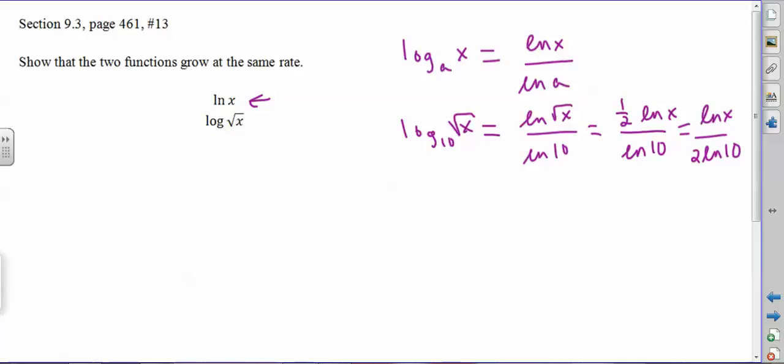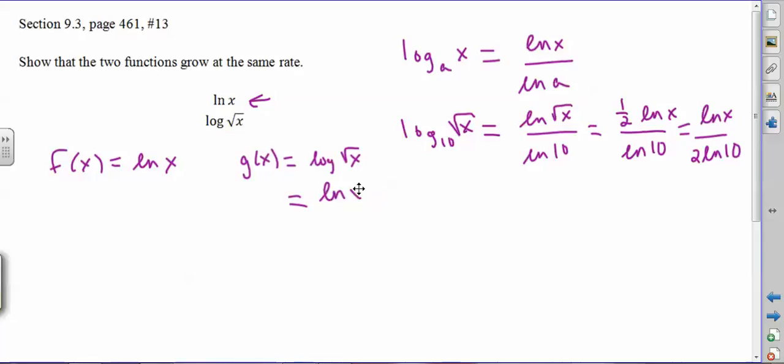So I'm going to be comparing these functions, and I'm going to assign them values. So I'm going to let f of x be equal to the natural log of x, and I'm going to let g of x be equal to the log of the square root of x, which we have rewritten as the natural log of x over 2 natural log 10.